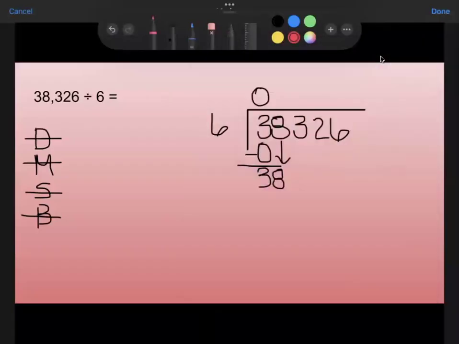Okay. How many times do we think 6 fits into 38? Well, I think it fits 6 times because 6 times 6 is 36. So 6 up here, that's division. 6 times 6 is 36, like we talked about. Cross that off. Subtract, we get 2 left over. And then we're going to bring down the 3. So there's another round of steps.